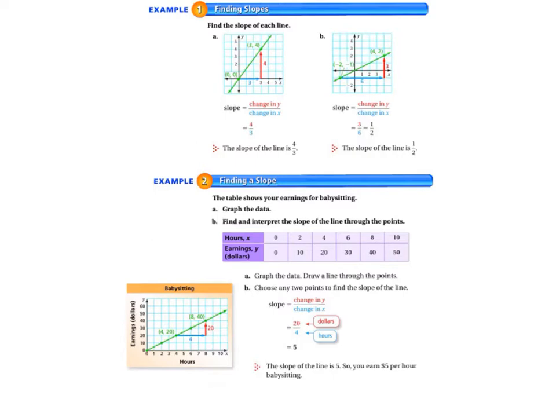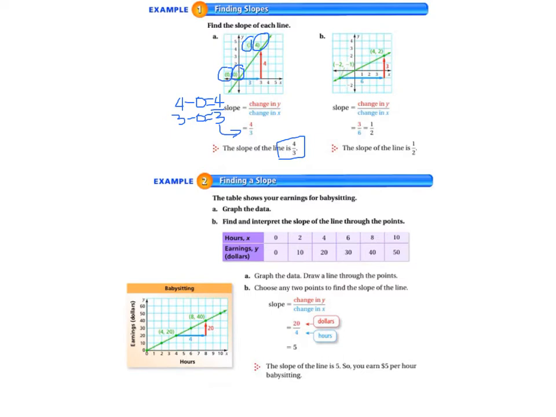So let's look at example 1, finding slopes. We find the slope of each line. So letter A, we look at the y values first. So we have a y value of 4 minus a y value of 0. And we're subtracting because we're looking at change, or the difference. So 4 minus 0 equals 4, so that's our numerator. And then the change in x, we have a 3 and a 0, so 3 minus 0 equals 3, so that's our denominator. So that gives us 4/3, and we can leave that as an improper fraction for now. So the slope of the line is 4/3.